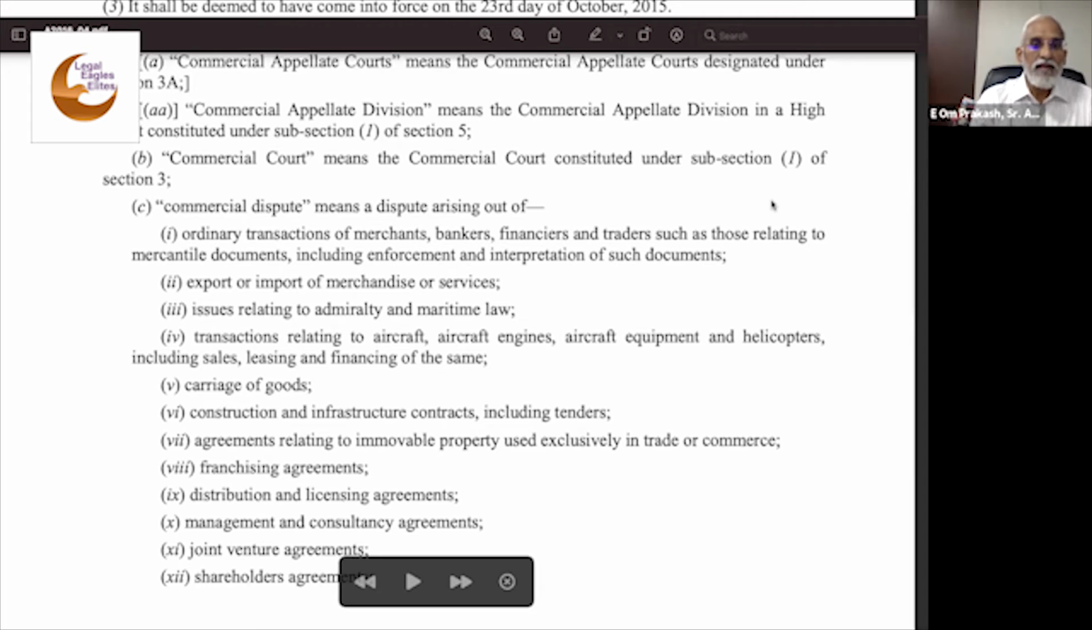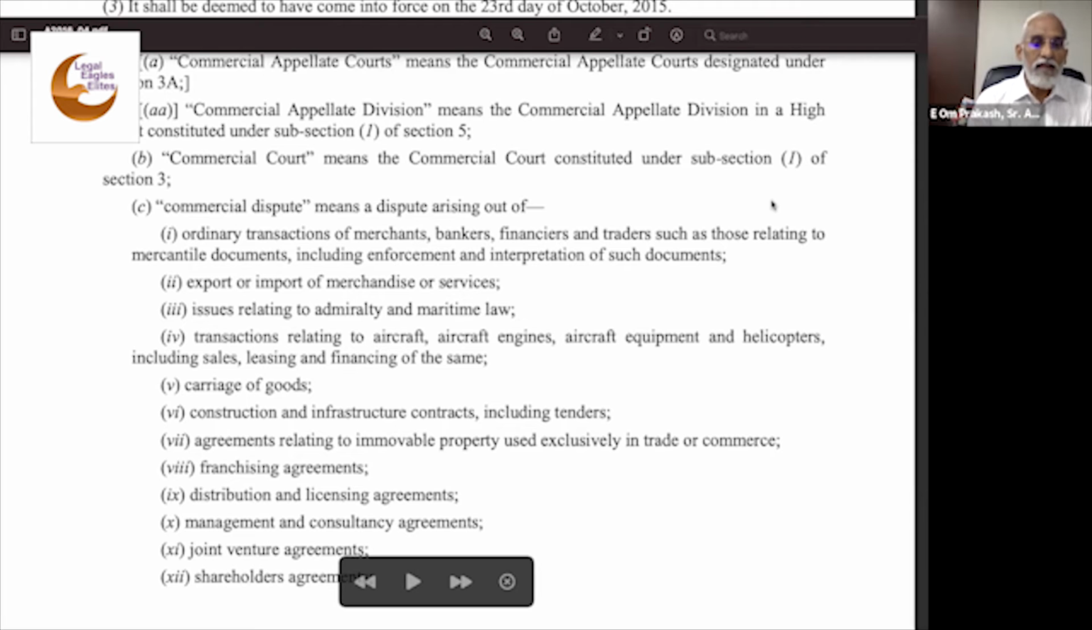Then agreements relating to immovable property. When they spoke of agreements relating to immovable property, they used the words used exclusively in trade and commerce. So therefore, today, if there is a suit for specific performance of an immovable property which is a commercial property used in trade or commerce, then that suit becomes a suit which has a commercial dispute and is therefore before the commercial court. Suppose there is a specific performance suit of an immovable property which relates to a residential property, then it doesn't fall.